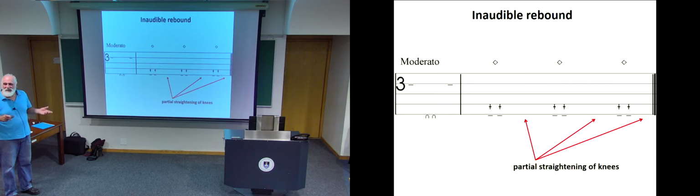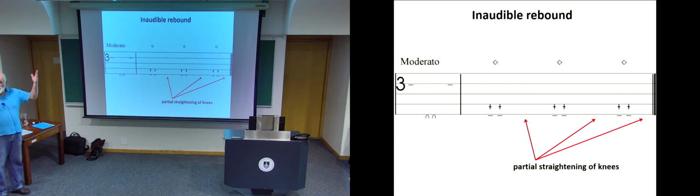So you don't need to write every little movement in again, because it's going to be too complicated. This just says rebound just partially, because you've got to go down again. If you wanted to come straight, you have to write the straight legs in. Take the knees away, in between.